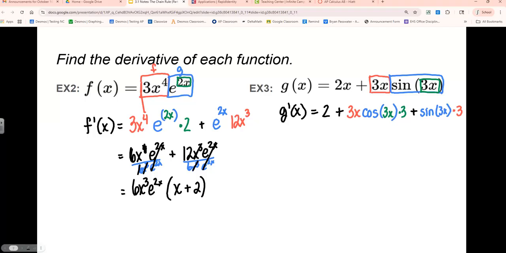Unless you really run into some crazy trig identity stuff, these are usually some of the easier ones to simplify because they don't usually go very far with this. So the 2 just stays out here. You got 3x cosine 3x times 3, so you can multiply this 3 and this 3 together, so you will get 9x cosine of 3x. And then they'll just probably write this as plus 3 sine of 3x. And most of the time they'll just stop. You won't see them go further.